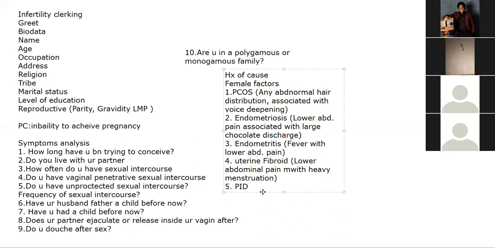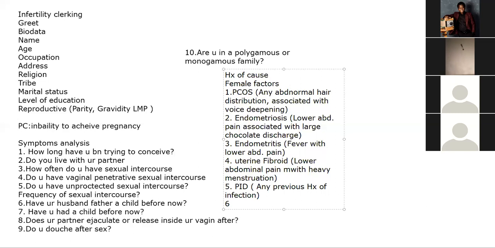Okay, so how do you want to ask about pelvic inflammatory disease? How do you want to ask the patient? You can ask any previous history of infection, or maybe have you been treated for any infection before? You can ask it like that. Any infection, any toilet infection, or anything before. You understand? So what other causes?